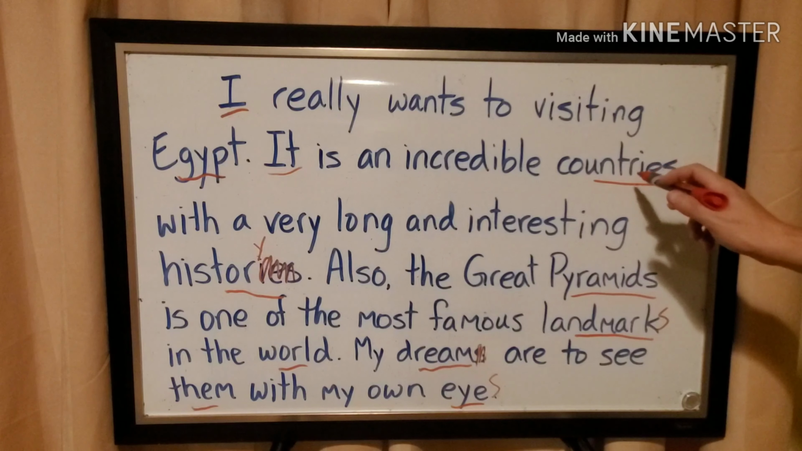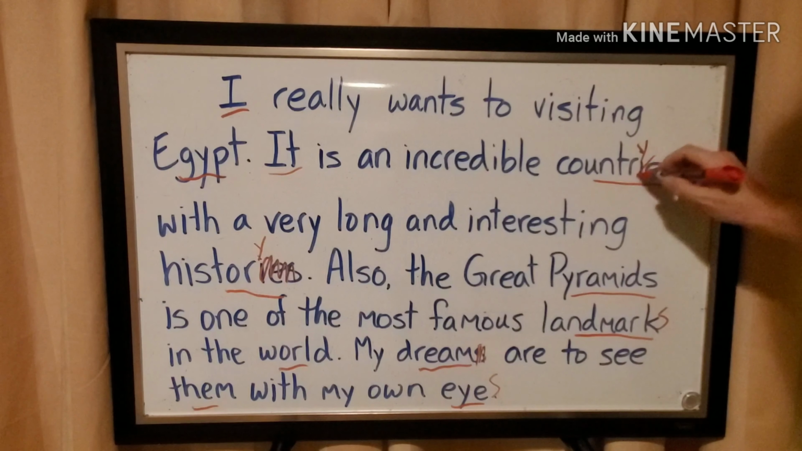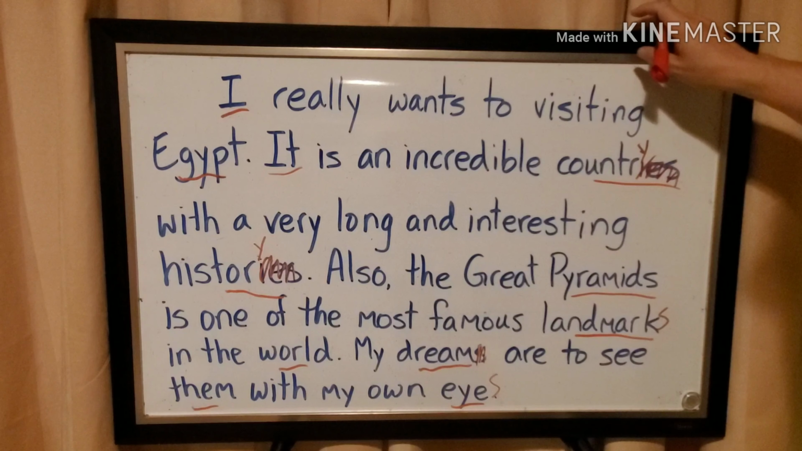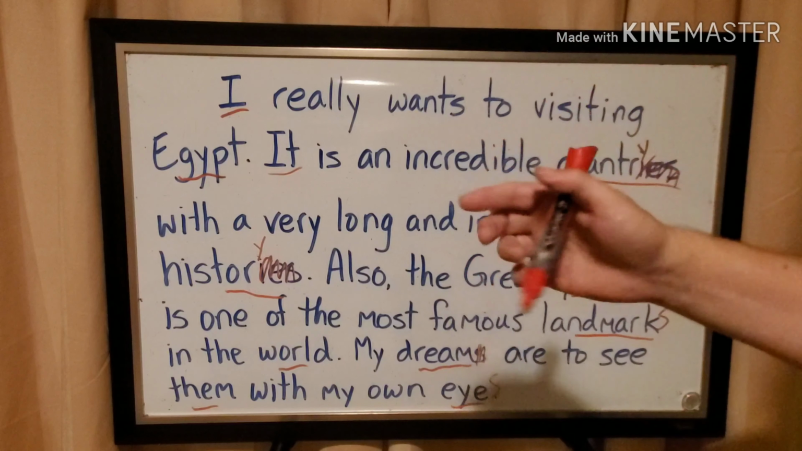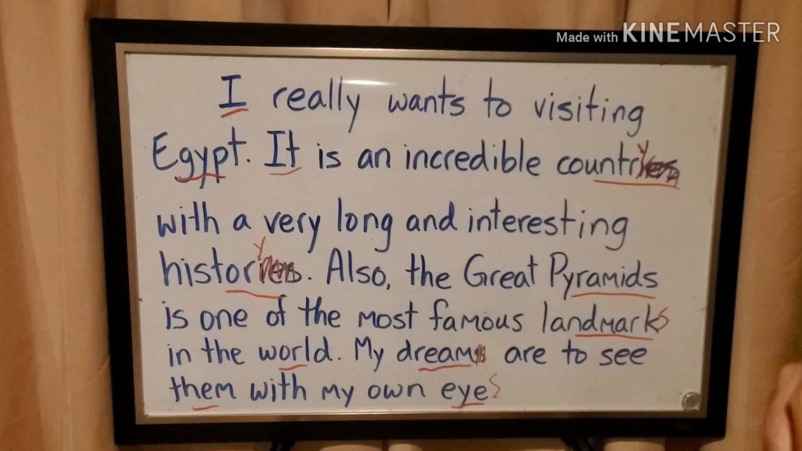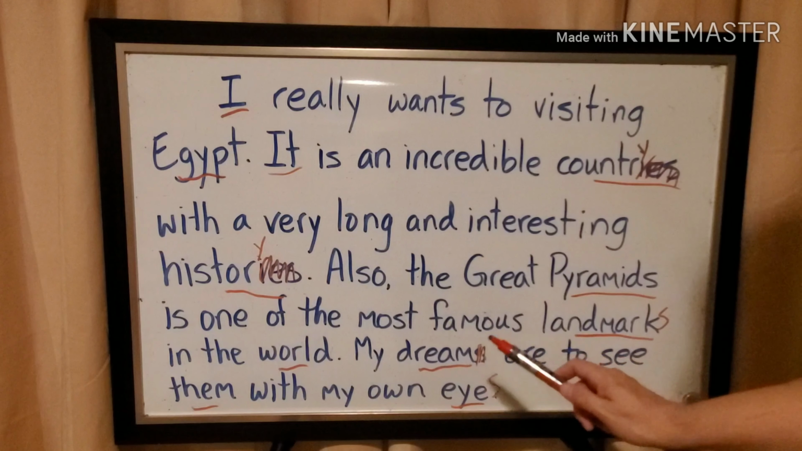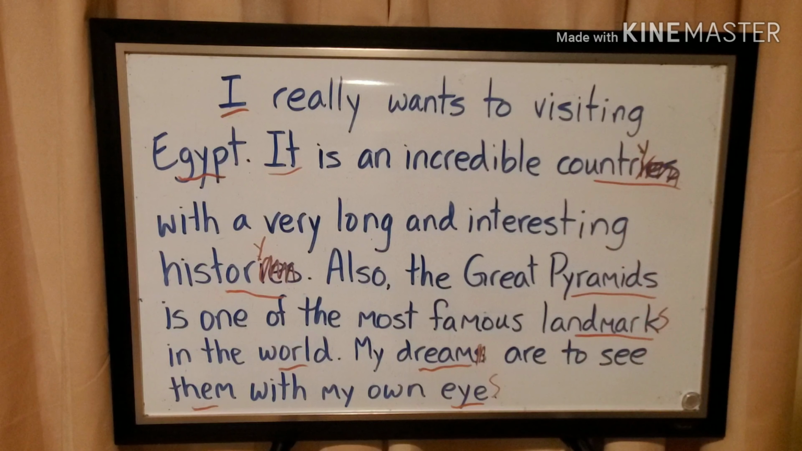Next one is countries. Egypt is not more than one country. It's just country. So there's a mistake. It is okay. Yes, I mean it. Egypt is Egypt. There's not more than one Egypt. And I, just I. Okay. So by underlining the nouns and then asking that one question, I found 1, 2, 3, 4, 5 mistakes. All right? That's great.